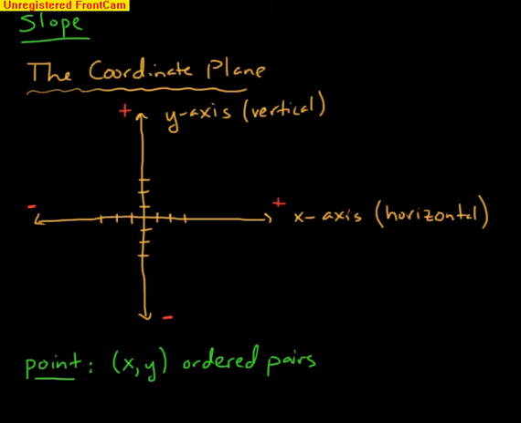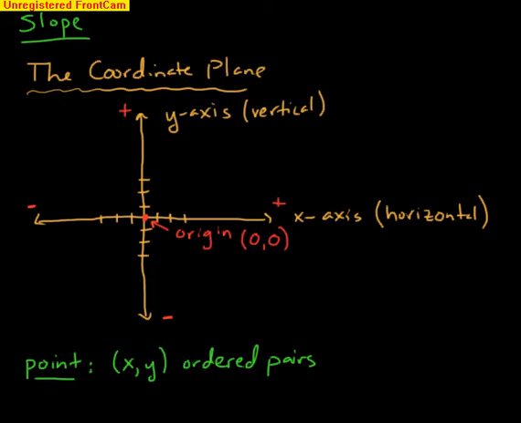Now, we always start plotting from this point right in the middle. This point is called the origin. The origin is the point 0, 0. Okay? And that is where we start all of our points from. That's where all of our points originate from. And you go x first, left or right, then up or down second.